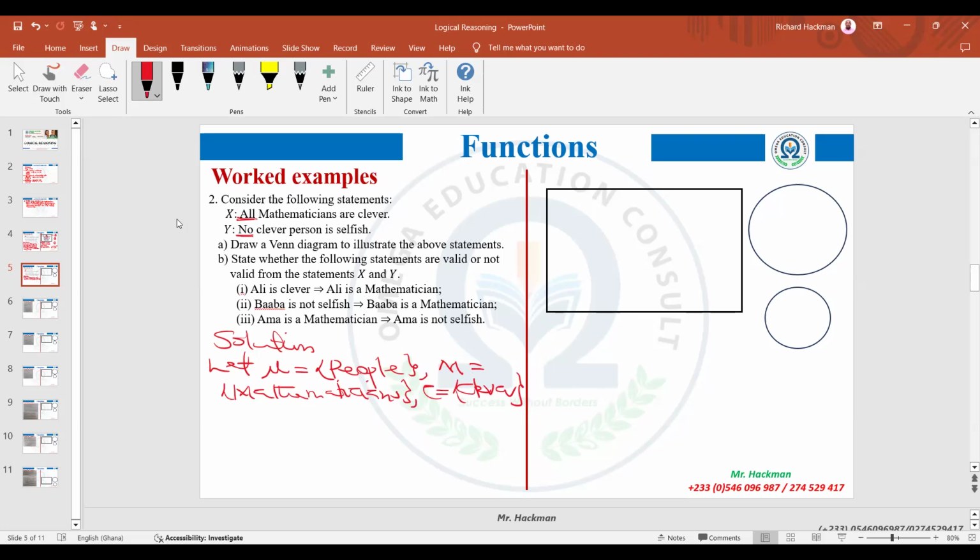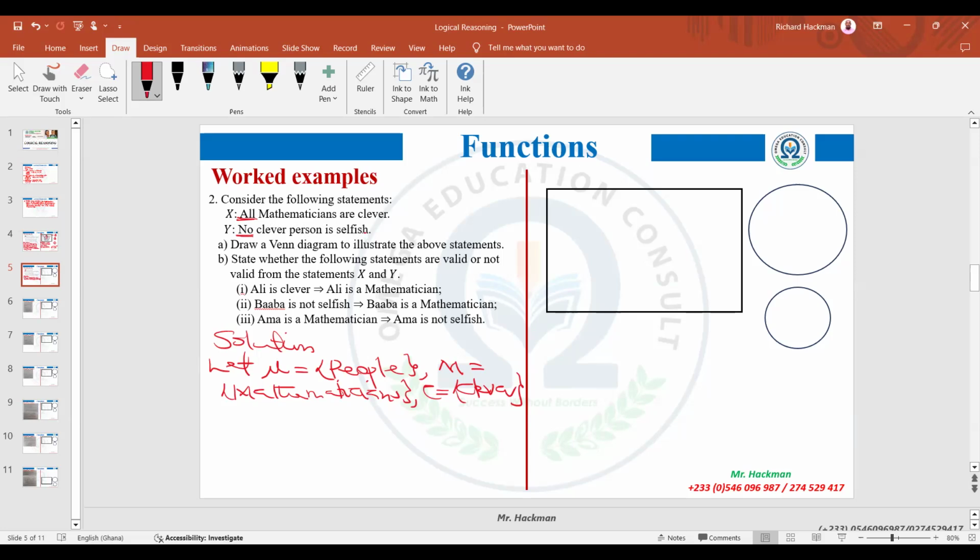How many sets can you see in the second statement? Two, which will be clever and selfish. But you can see that clever is already catered for. Is that clear? So we are left with selfish to deal with.